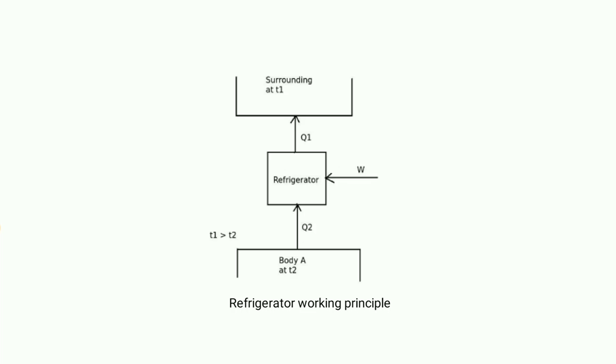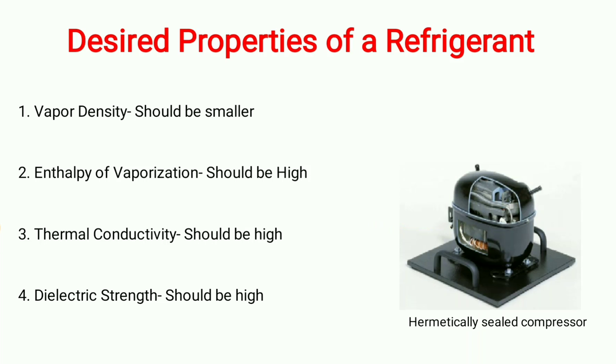The refrigerant takes heat from the place where we want to maintain a cooler temperature than the surrounding. So what are the desired properties of a refrigerant? First is vapor density. The vapor density should be smaller, because when a small compressor is there, to run that, the vapor density of the refrigerant should be smaller. Enthalpy of evaporation should be high, to take high energy, so the enthalpy of evaporation of the refrigerant should be high.